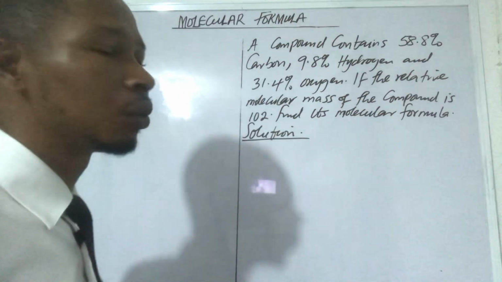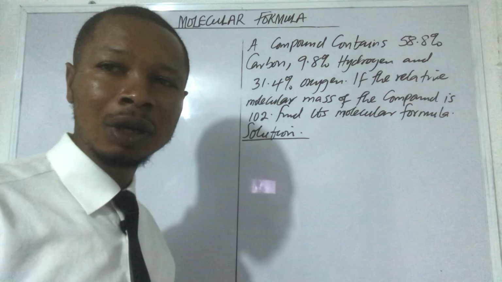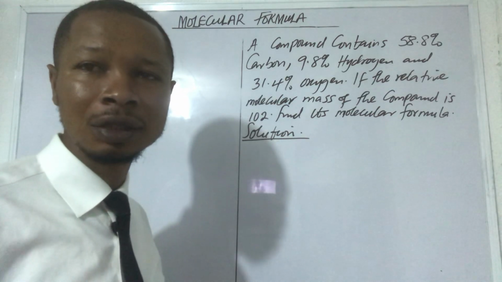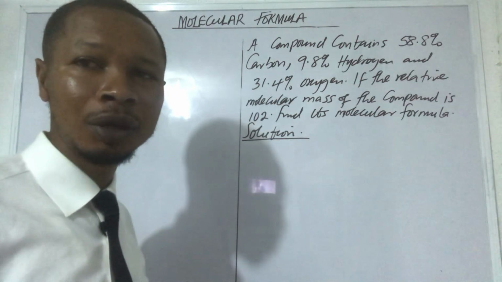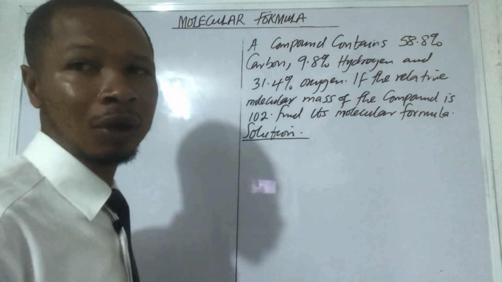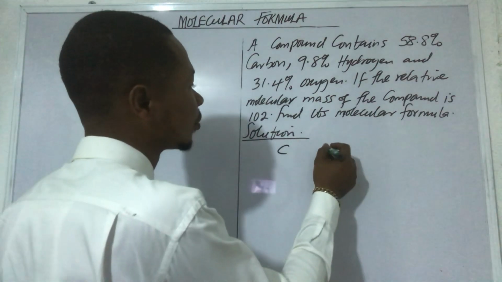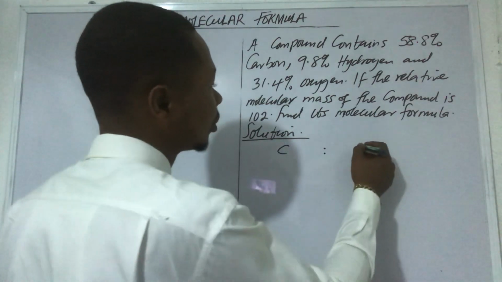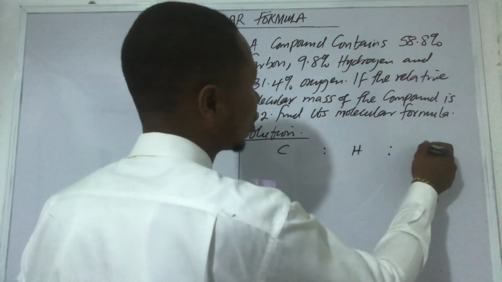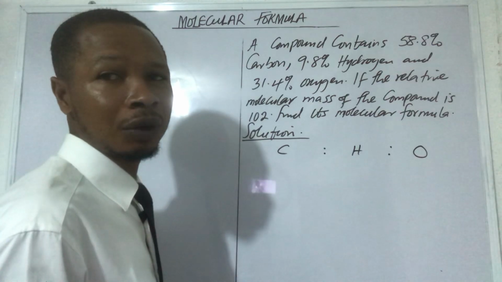The first thing that I need to do is to calculate the empirical formula of the compound. We have done that in the previous lessons. How do you calculate the empirical formula first? First, write the symbol of the elements that you are given in the compound. You have carbon, C, ratio hydrogen, H, ratio oxygen, O. Write their percentage composition now.